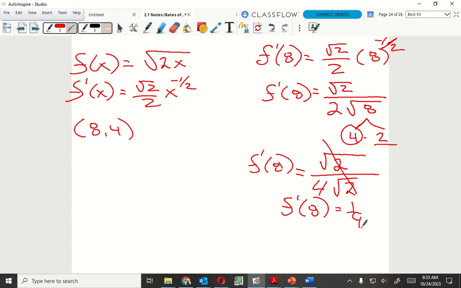Is that crazy or is that no? So let me put this back in here now. So that we know that m, which is my slope, is going to be 1/4. So the slope of the tangent line is 1/4 at the point (8, 4). Now can I get the equation of the tangent line? What would I do to find the equation of the tangent line?